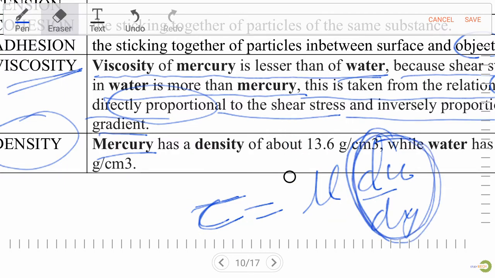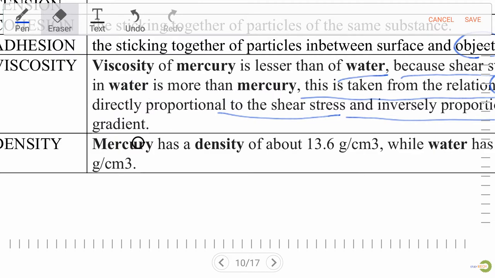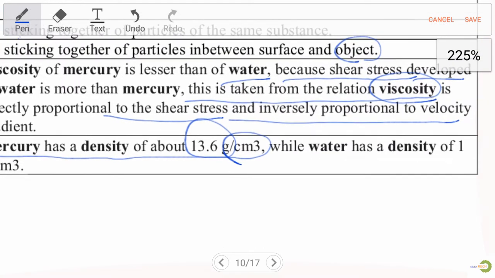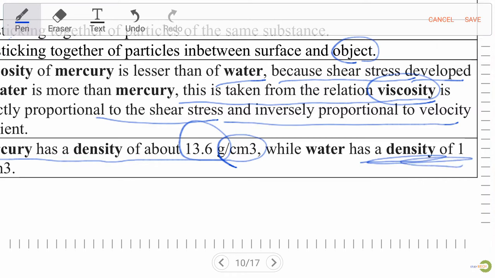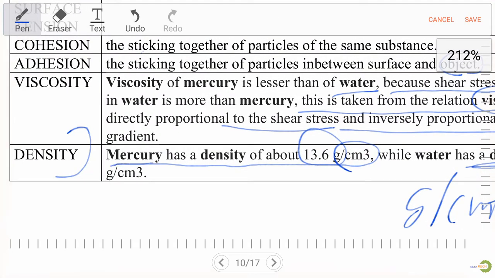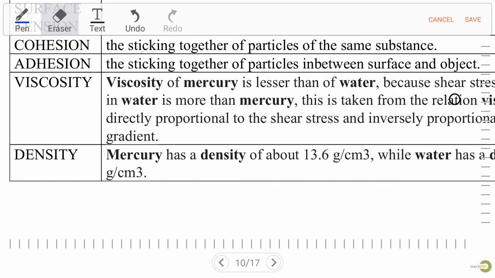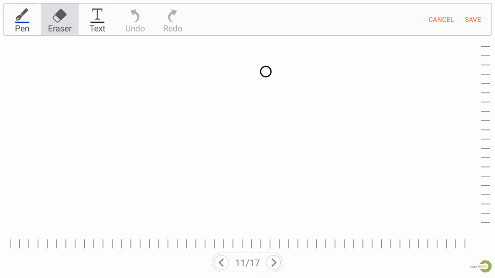Okay, now let's focus on the density. Mercury has a density of 13.6 gram per centimeter cube, while water has a density of 1 gram per centimeter cube. So the density of mercury is more than water, but the viscosity of mercury is less than water. Very important MCQ from an exam point of view, always remember. Now let's move to the next question.